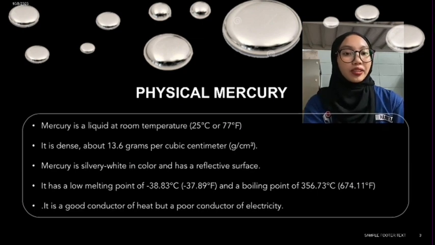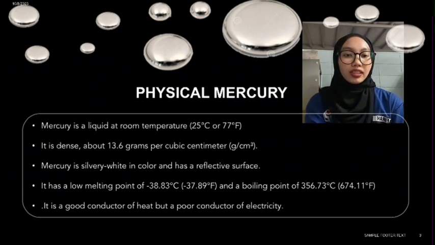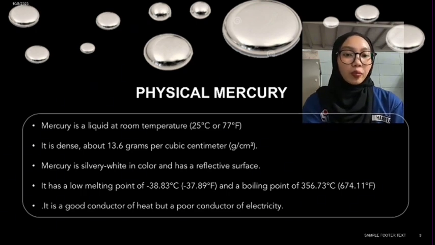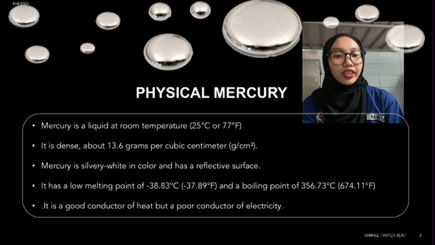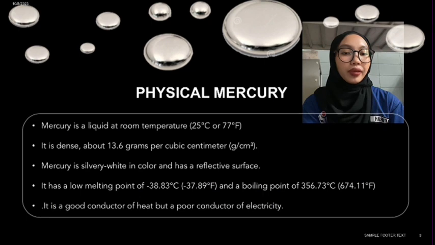It has a low melting point of negative 38.83 Celsius and a boiling point of 356.73 Celsius. These temperature points indicate that mercury transitions between solid and liquid state, and liquid and gas state, at relatively low and high temperatures respectively. It is a good conductor of heat but a poor conductor of electricity. Mercury efficiently transfers heat, making it a good thermal conductor, but it does not conduct electricity well, which is in contrast to many metals.